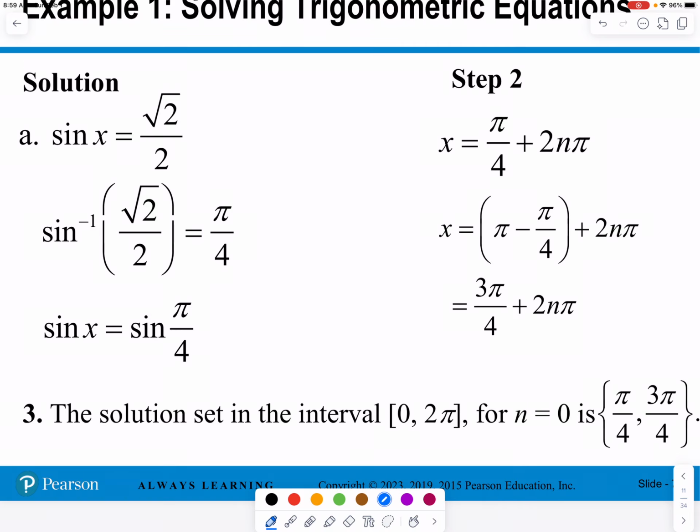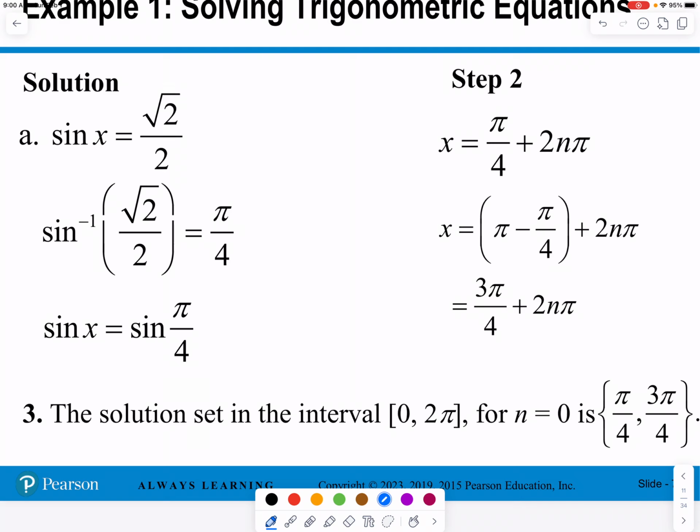Okay. So let's dive a little deeper into the way the textbook did it. So the solution set on the interval, for A, the sine of x equals root 2 over 2. So arc sine is going to be pi over 4. Again, we got that from the unit circle. So then the sine of x is going to equal the sine of pi over 4. So then step 2, to capture all the solutions, normally we would do pi over 4. Again, sine repeats every 360 degrees or every 2 pi radians. So to capture all the repeats, we would tack on plus 2n pi.